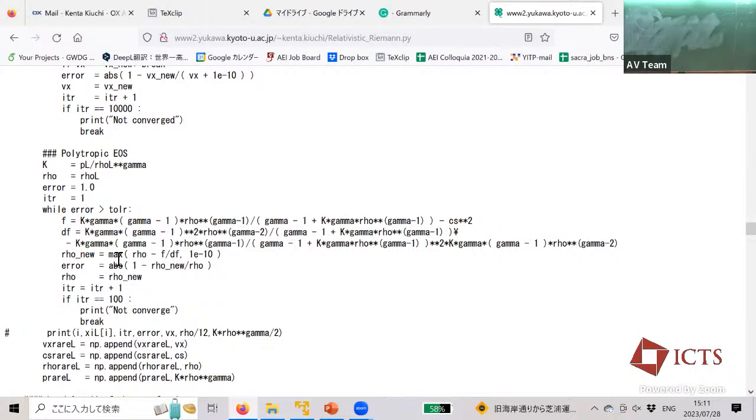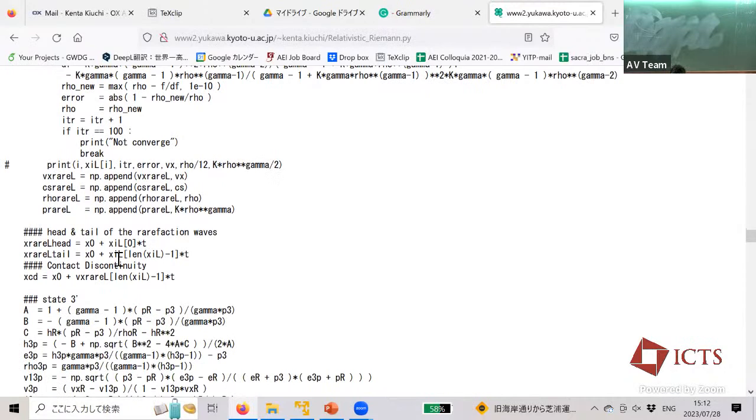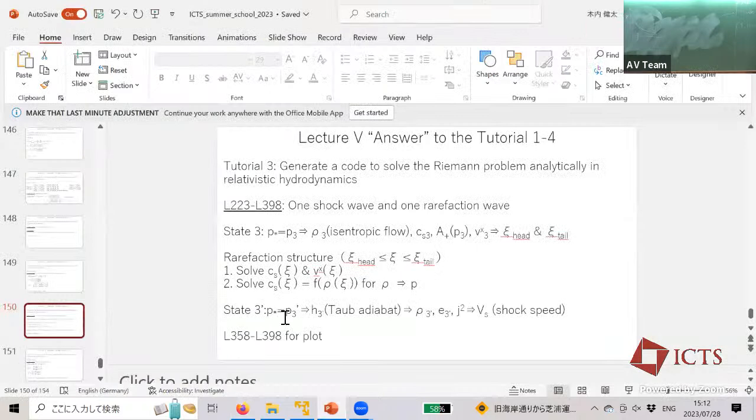Finally, you get the structure for the left state of the rarefaction wave: velocity, sound velocity, densities, and the pressure. This is the head, the structure of the rarefaction wave. Also, the contact discontinuity is given by these equations. State 3 prime is behind the shock, and you just calculate it from P3 prime or P3, and from this value you can calculate tau, H3 prime, rho 3 prime, E3 prime, and so on. Then the shock speed is calculated like this.